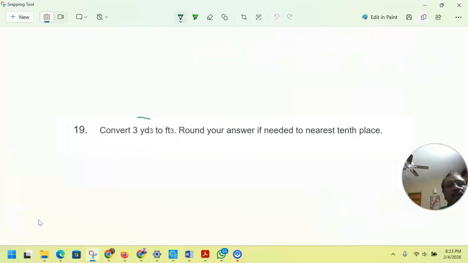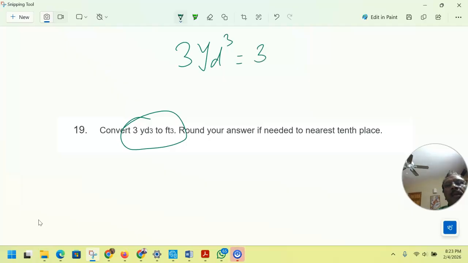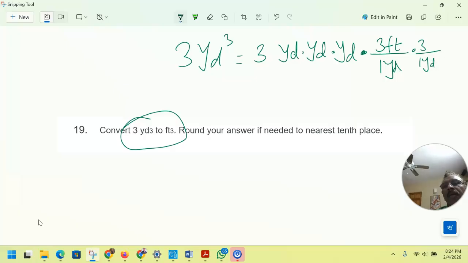How do we convert this into 3 yard cube? So what 3 yard cube basically means it is 3 yard times yard times yard. That means we'll have to multiply by 1 yard is 3 feet. Then again 1 yard is 3 feet. Again 1 yard is 3 feet.